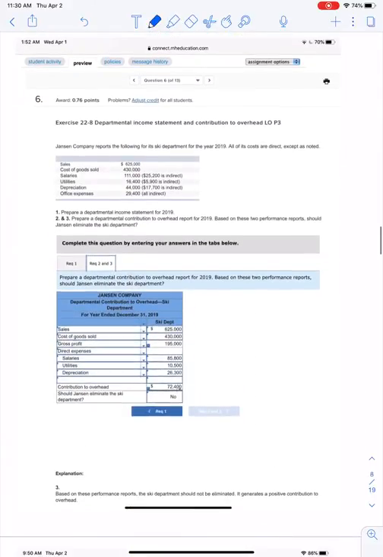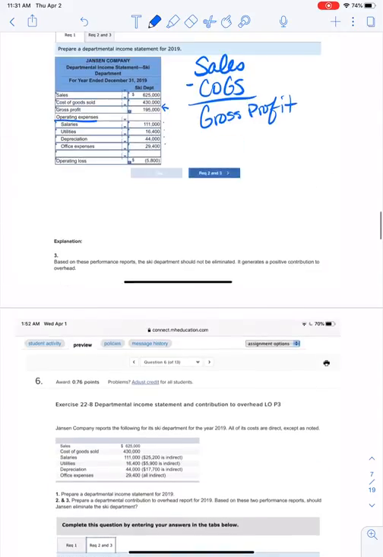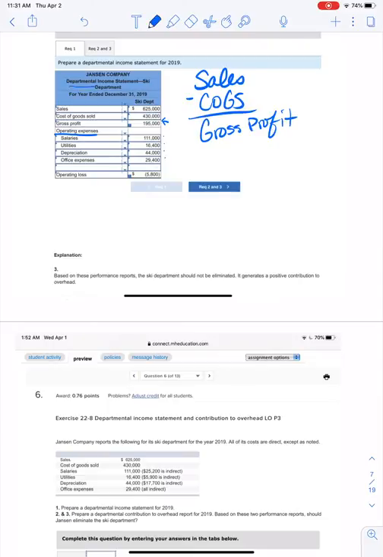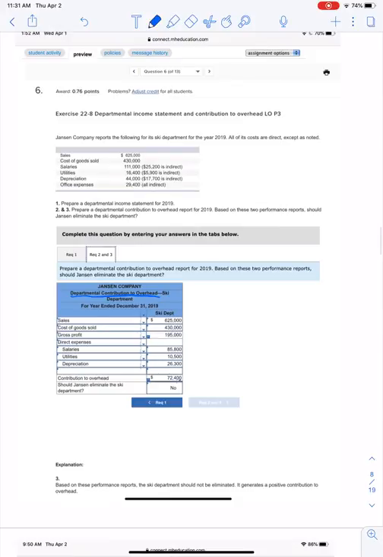So if we scroll down to requirement number 2, what we're going to look at is contribution to overhead. So is any contribution to overhead being made? If there is a positive contribution to overhead, then the company would actually be worse off by eliminating this non-profitable department. So in number 2, we're going to look at what is called a departmental contribution to overhead report. This is different than the departmental income statement that we looked at in the prior question. So keep that straight. Understand the difference in the two reports.